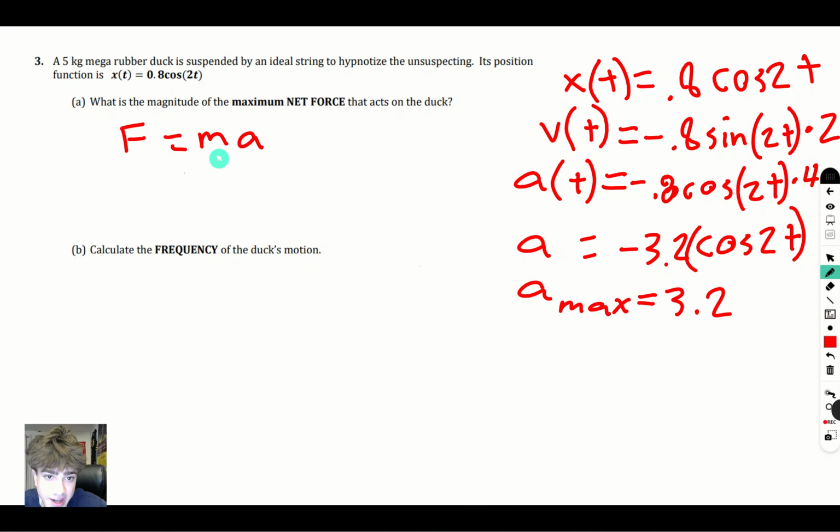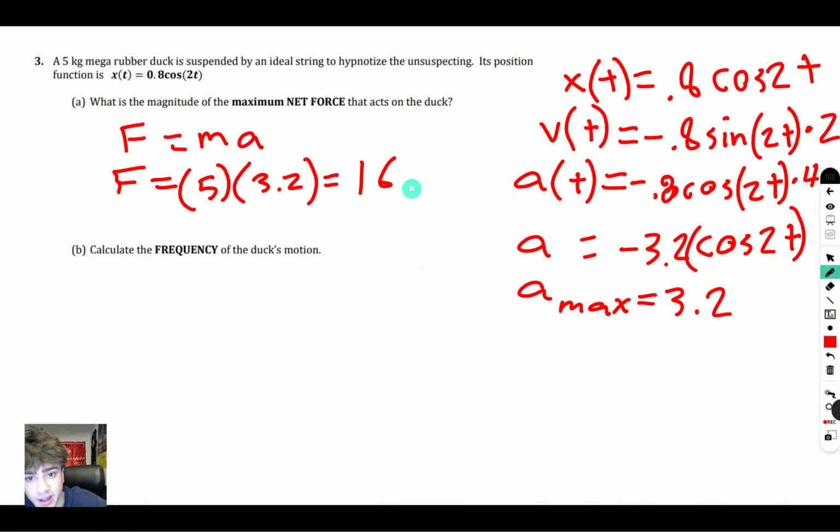Now let's plug that into our equation here. We'll get F is equal to our mass, which is 5, times 3.2 meters per second squared. And 5 times 3.2 will give you 16. And the unit for force is newtons.